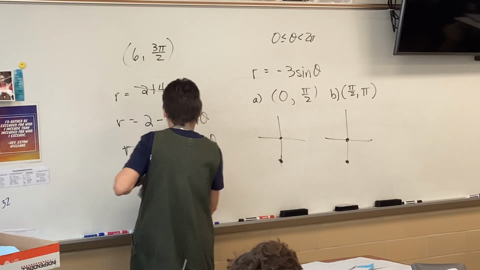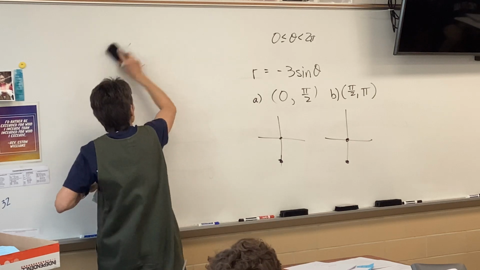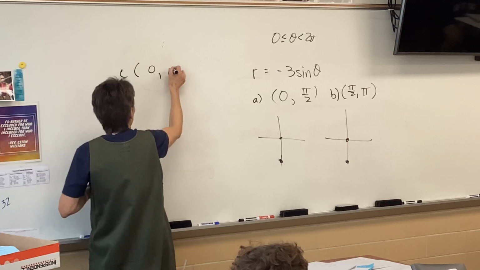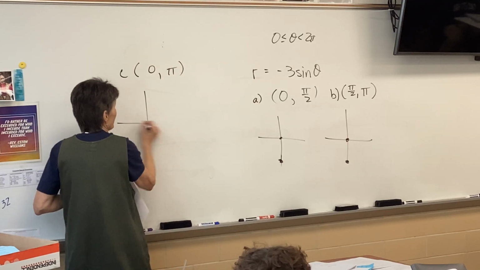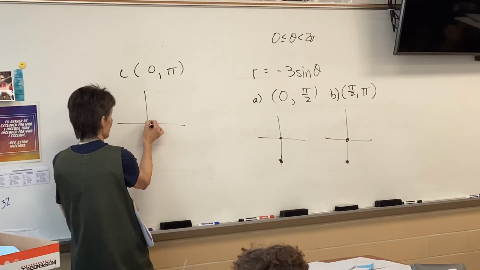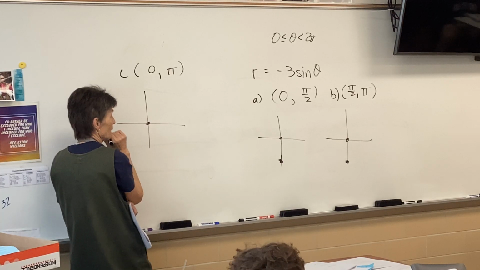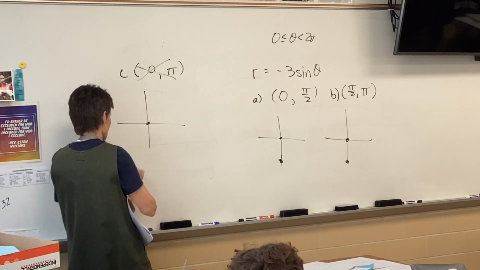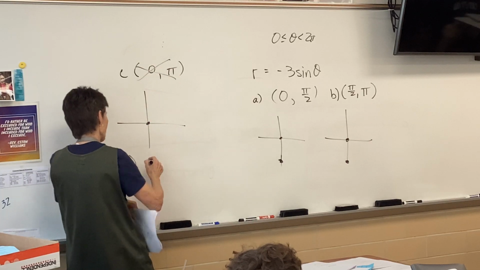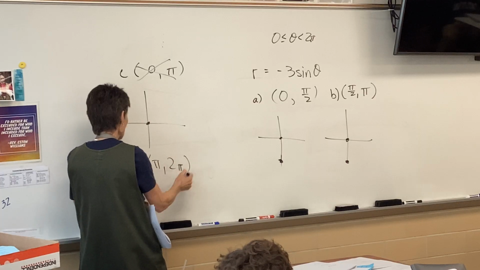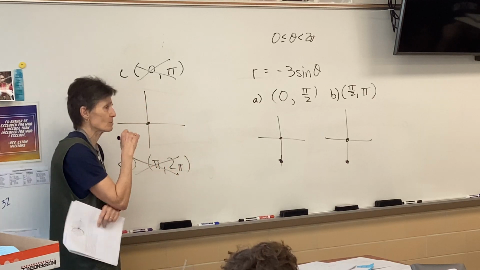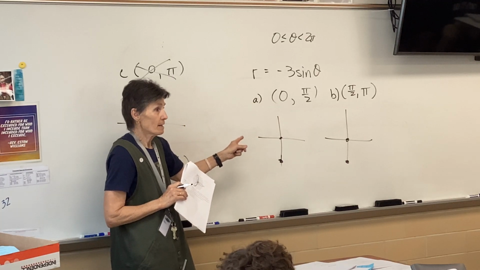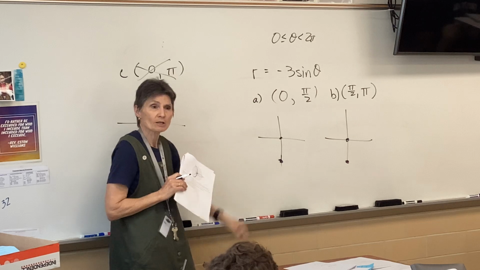Let's try C. C is 0 to pi. All right, so what happens if we put in 0? We get 0. What happens if we put in pi? We also get 0, so I think that's not good. And how about pi to 2 pi? Isn't the same thing going to happen there? We're going to get 0. So it's one of these two. All right, we need to figure out which one it is. Any thoughts on how we might do that?